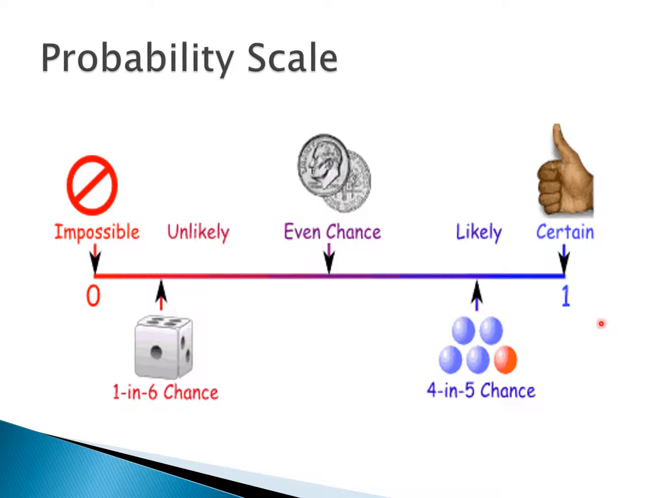It is likely that you will get a blue marble if you randomly pick from these 5, because there is a 4 in 5 chance. There is an even chance of getting tails when you toss a coin, because it has a 1 in 2 chance of occurring. It therefore has a probability of a half. It is not likely that you will get a 6 when rolling a dice, because the probability of this is 1 in 6. And it's impossible to roll an 8 on a dice, therefore the probability of this is 0. Now, come up with some of your own events and consider where they would be placed on the probability scale.